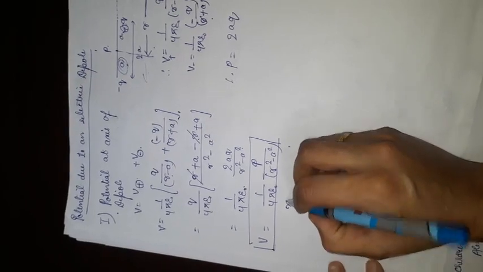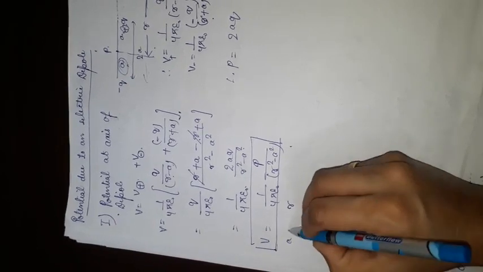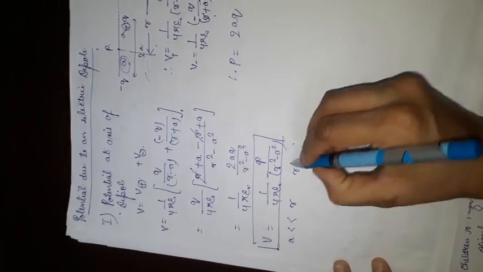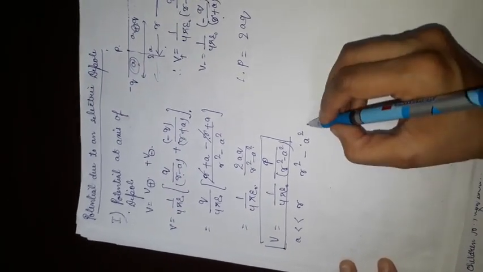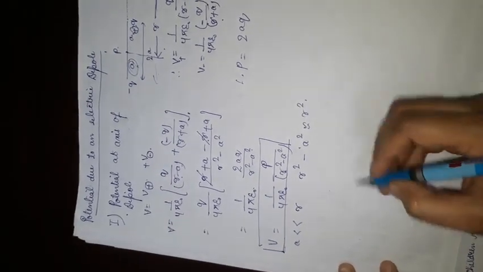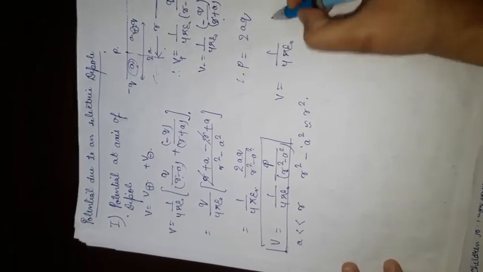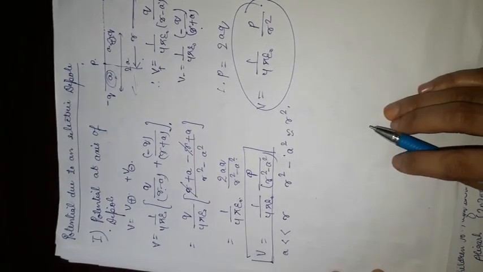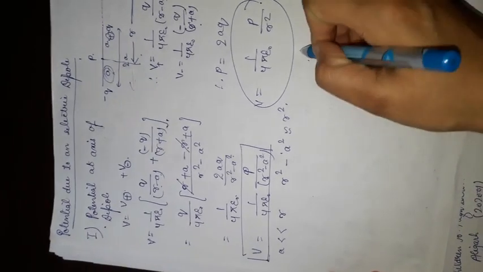For short dipole, we will neglect the higher term. So A is very small in comparison to R, so we can take R square minus A square as nearly equal to R square. So the value of V will be 1 over 4 pi epsilon naught P over R square. This is the potential due to an electric dipole at the axis of dipole.